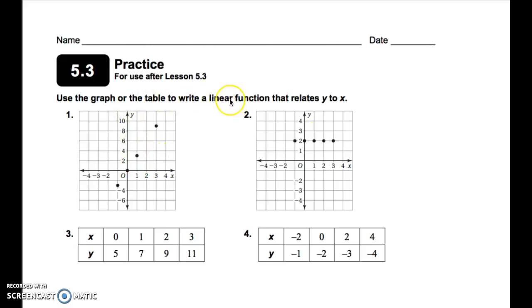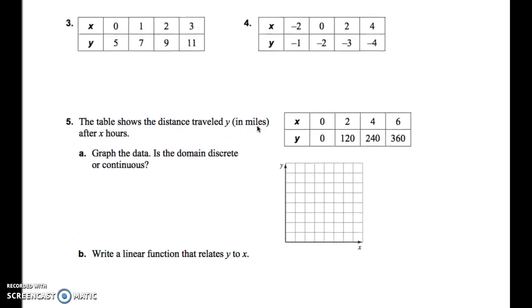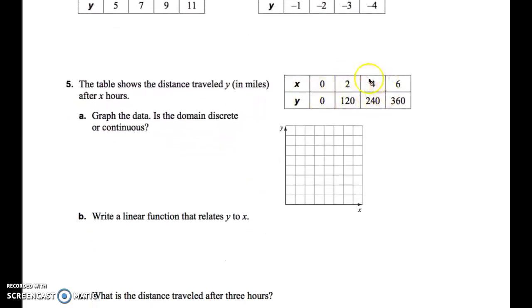All you're doing is writing, it says write a linear function. All that means is write the equation that fits the scenario. Okay, fits the graph or fits the table. For 3 and 4, you might want to draw a graph, or just go ahead and plot them on these up here if you want, if that would help you write the equation. Then number 5, again, these are the points that you're going to plot on your graph, so you're going to have to watch your spacing, okay, because numbers get pretty high.